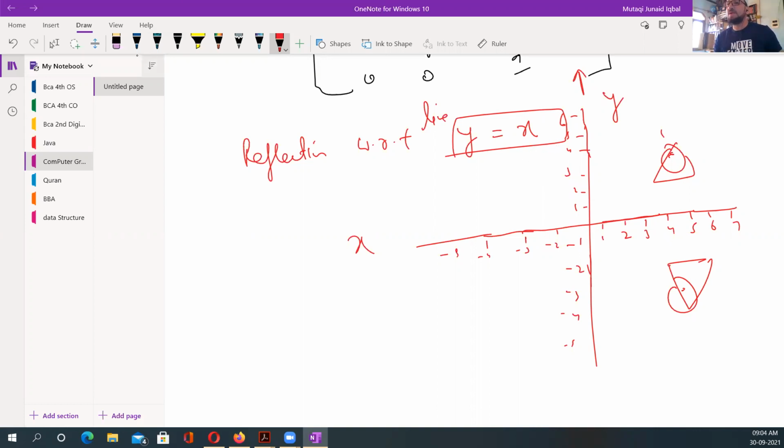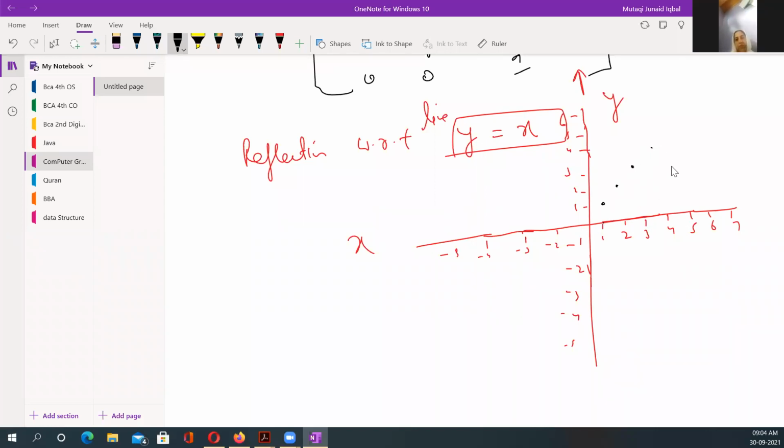Let us do it. First let me erase this. As much as x is, y will be. What does this mean? It is what we are saying, y is equal to x. Say for example x is 1, y should also be 1. So that means this point. If x is 2, what should y be? That is this point. If it is 3, y is also 3. That is this point. If it is 4, y should be 4. If it is 5, y should be 5. If it is 6, then y should also be 6.